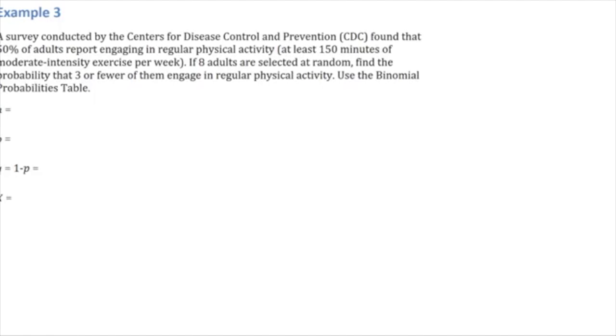So this is example 3 for the binomial probability chapter. A survey was conducted. We found that 50% of adults report engaging in physical activity. If we selected 8 adults at random, I should highlight the 50 as well, find the probability that 3 or fewer will have engaged in physical activity.